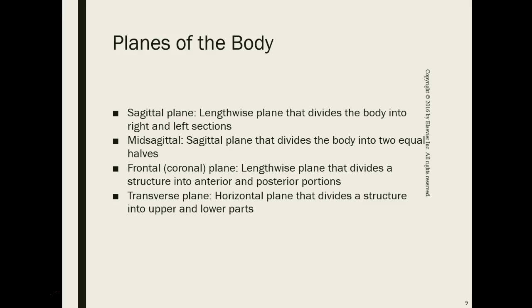Planes of the body. So a plane is going to be an imaginary flat plate that runs through the body. So this is used to subdivide the body or organs into smaller sections. If we break them up in these planes, it makes them a little easier to study. So a sagittal plane is going to be a lengthwise plane that divides the body into right and left sections. So imagine splitting right between the eyes, down the nose, all the way down. That's going to be a sagittal plane.